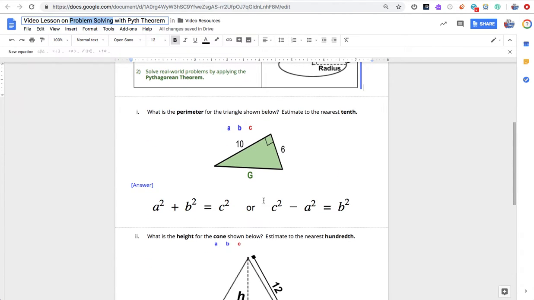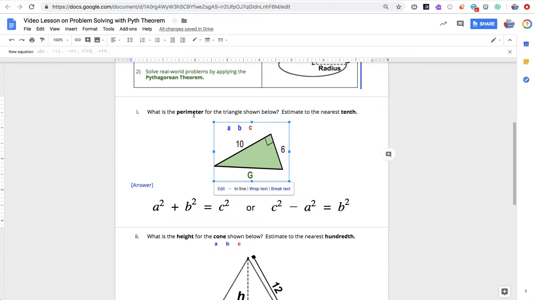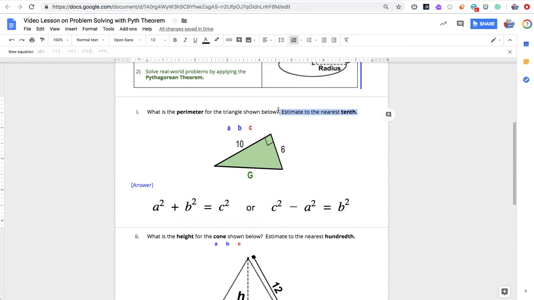So, the first problem we're going to take a look at is asking us to find the perimeter for the triangle shown below that's colored green. We get two side lengths, 10 and 6. We don't know what side length G is, and we're asked to estimate our answer to the nearest tenth when we do find the perimeter. Pause the video and take some time to figure out what is the perimeter for the green triangle.